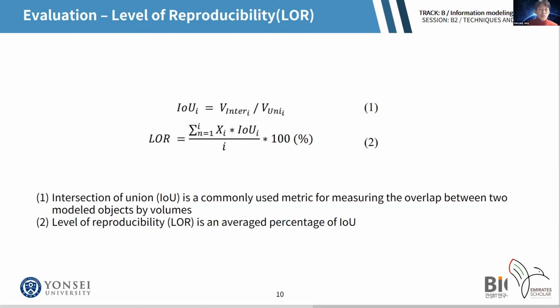Since there is no standard or common method to evaluate the reproducibility of the model, we propose the level of reproducibility and intersection over union as measurements. The intersection over union is a commonly used metric for measuring the overlap between two bounding boxes or masks. In our case, the volume of the modeled object is used instead of bounding boxes or masks. Level of reproducibility is the average percentage of intersection over union of total modeled objects.